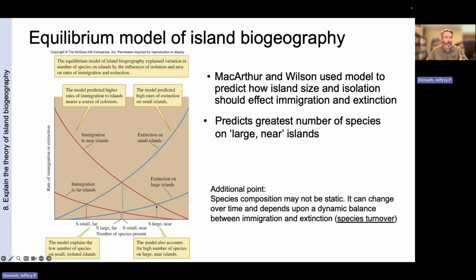On the other end of the spectrum, if you are on a nearby island, you're on the high immigration line because you're nearby, and if you're on a large island, you have a low extinction rate. You expect to get lots of species on those kinds of islands that are near and large. So this essentially is the theory that explains and can predict pretty well, if you can get measures of island size and immigration rates and extinction rates, how many species you expect to see for a given island size.